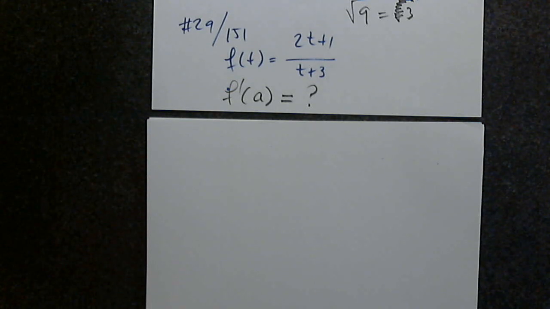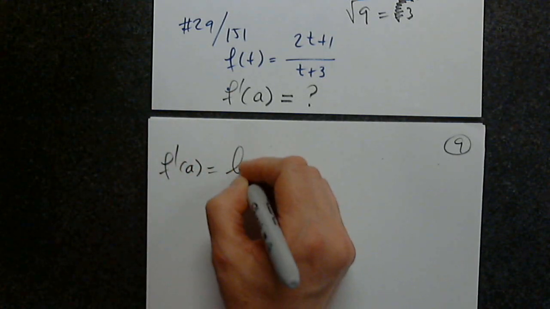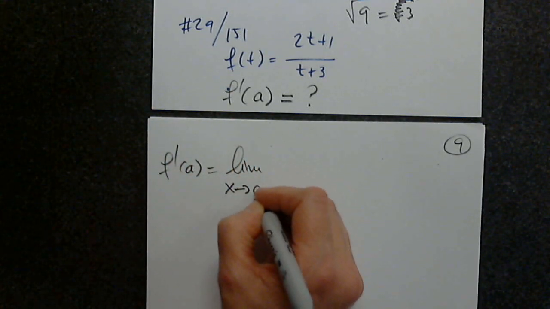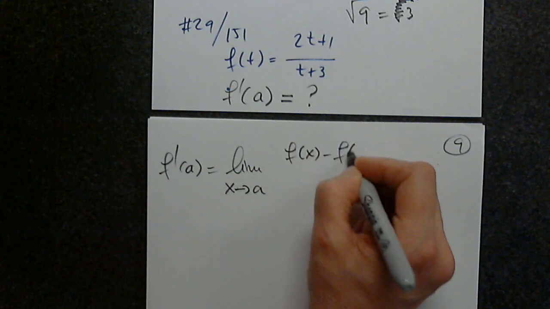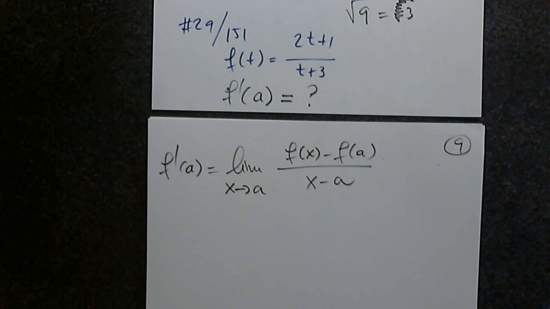Since we have used the same definition, f prime of x or f prime of a, several times, let's use the other one when x approaches a this time. Is that okay? So we want to find f prime of a as the limit as x approaches a of f of x minus f of a divided by x minus a. Okay, so let's start.